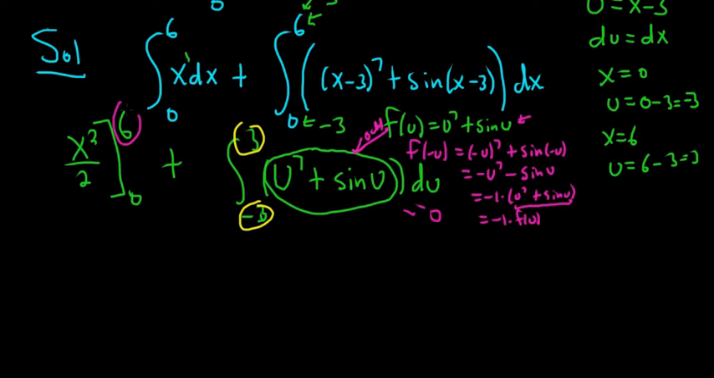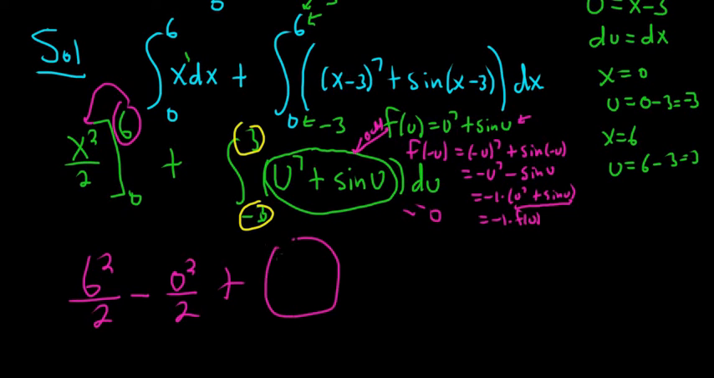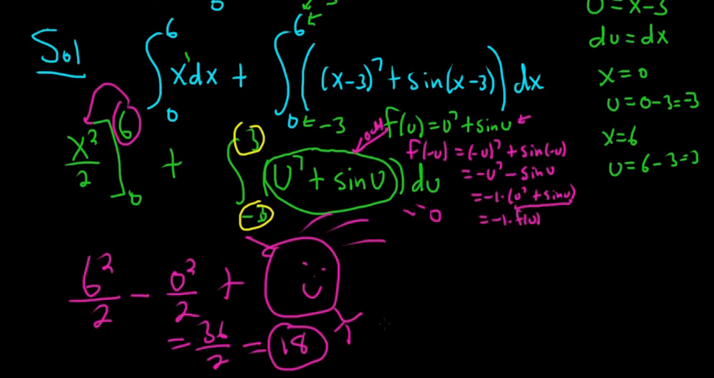So here in this one, you plug in the 6 first. So you get 6 squared over 2. Minus, and then you plug in 0. So you get 0 squared over 2. Plus 0. All right, so that's really, really cool. So we get 36 over 2, which is 18. So the answer to this problem is 18. So 18. Really cool problem.